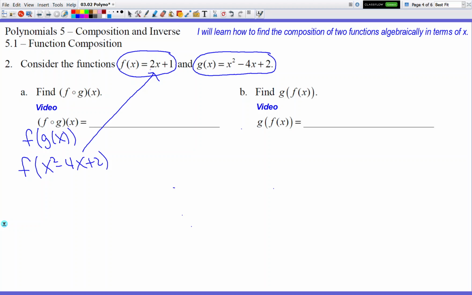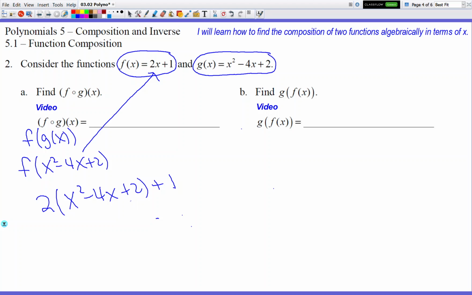So watch what happens. I'm going to have 2, and this is where I normally have the x, but I'm going to replace it with this whole mess of numbers. So x squared minus 4x plus 2, plus 1. So this is still 2x plus 1. It's just that the x is no longer x anymore. It's x squared minus 4x plus 2.